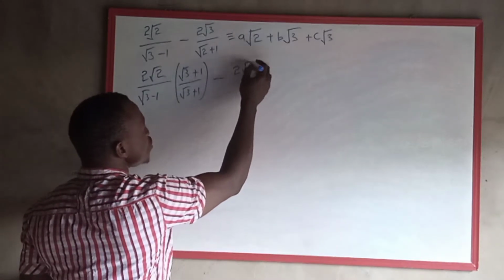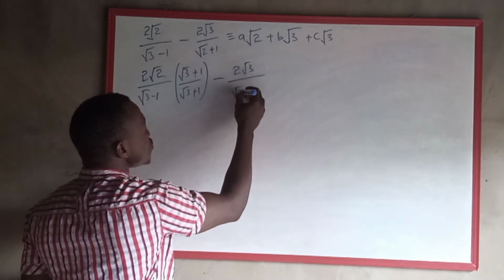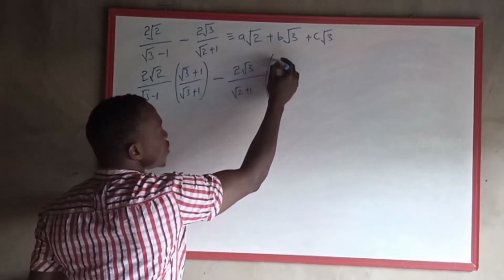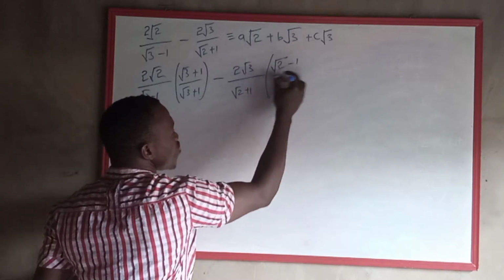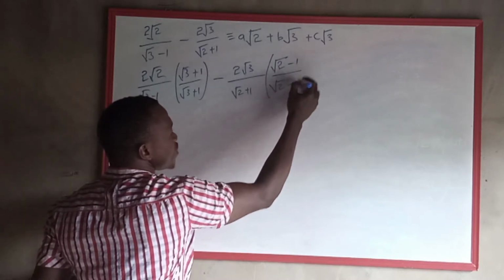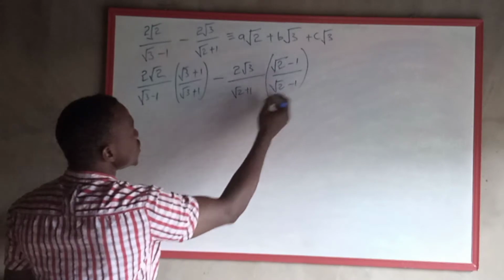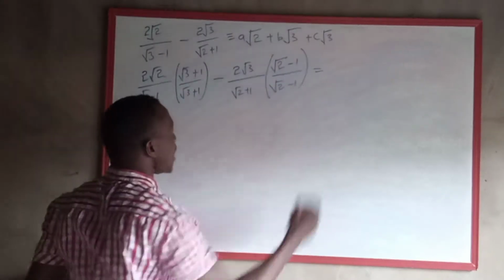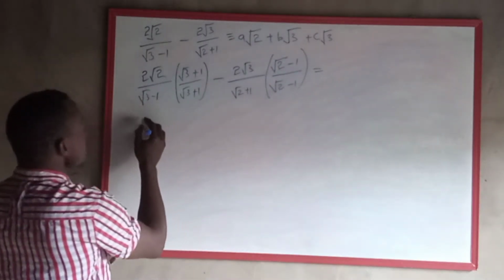We have 2 root 3 over root 2 plus 1. So we multiply it by what? Yes, root 2 minus 1 over root 2 minus 1, which is the denominator here, and equal to whatever we have there. So we multiply that.